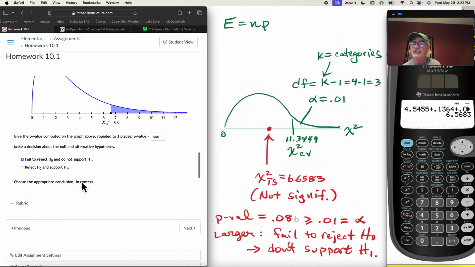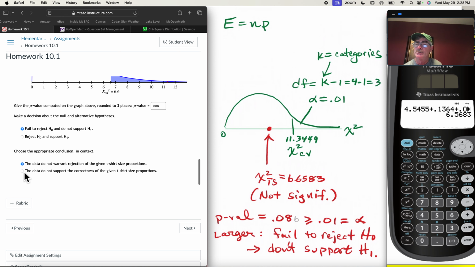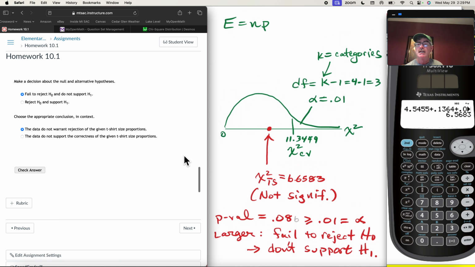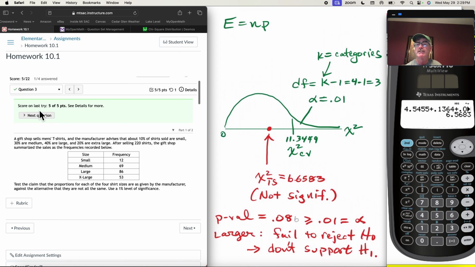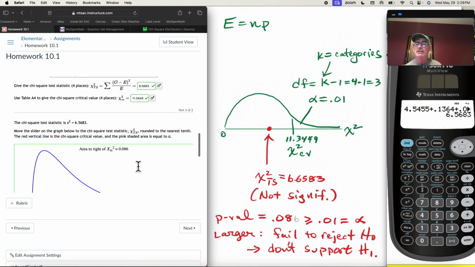And so that's fine. And then I've got to think about this conclusion here. I don't know which one of these is right either. So it says the data do not warrant rejection of the given t-shirt size proportions. Yeah, that's the null hypothesis. The given proportions was our null hypothesis, and we are not able to reject that. We are failing to reject it using these words up above here. So I'm going to go ahead and say the data don't warrant rejection of the null hypothesis. That looks good to me, and we should have gotten 5 out of 5, which we did here. So everything is A-okay.